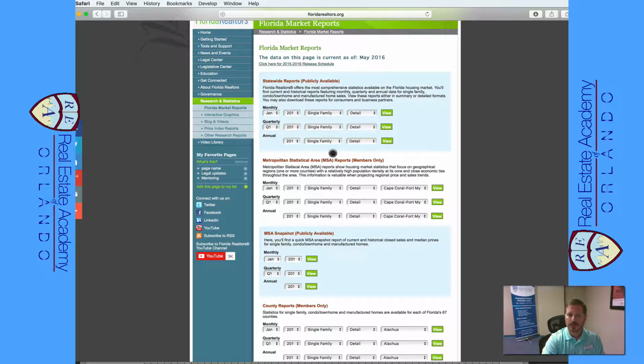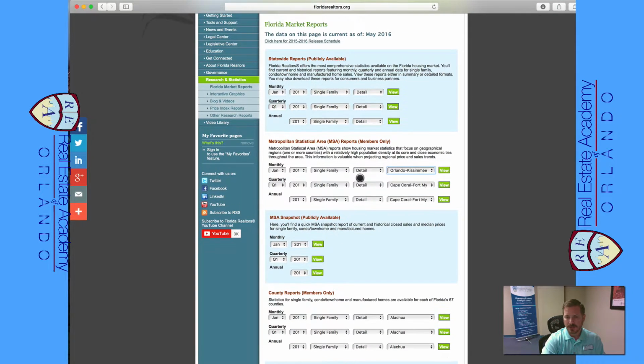So for today's purposes, we're going to focus right at the top here on the MSA area. And we're going to look at the Orlando area, Orlando, Kissimmee, and Sanford. Now up at the top of the page, you'll see this information is current as of May of 2016. That's the most recent information, so that's the month that we're going to choose here. I'm recording this on July 14th, so the information is a little bit behind, but not very much, and is great for our informational purposes here.